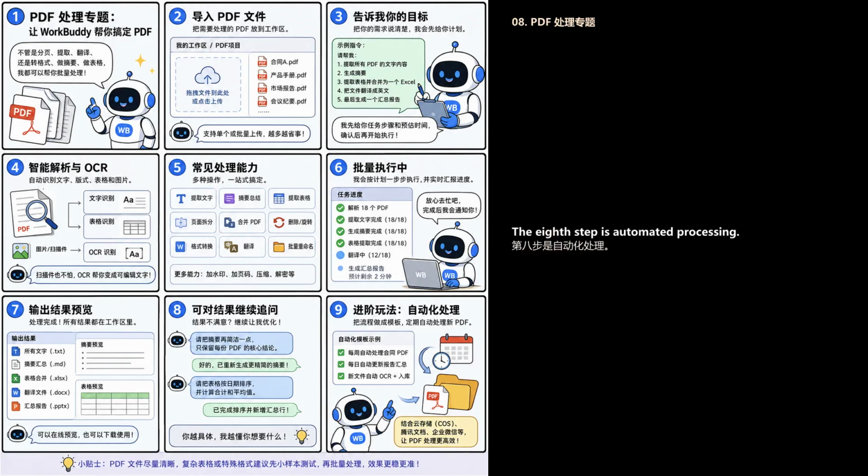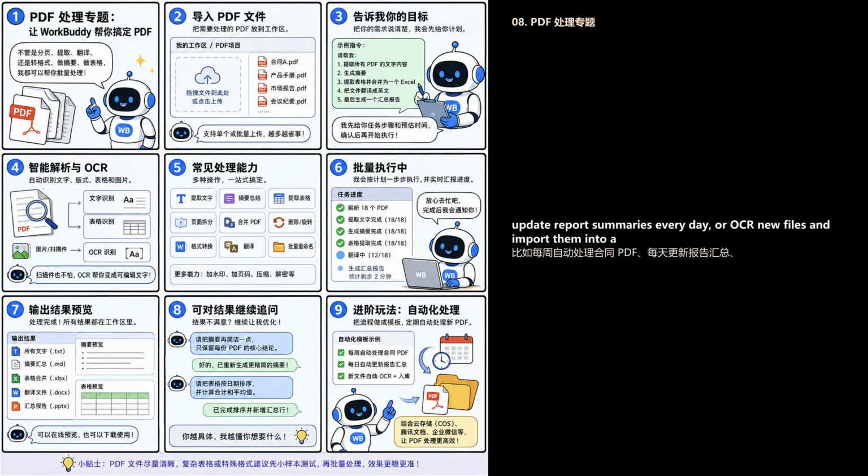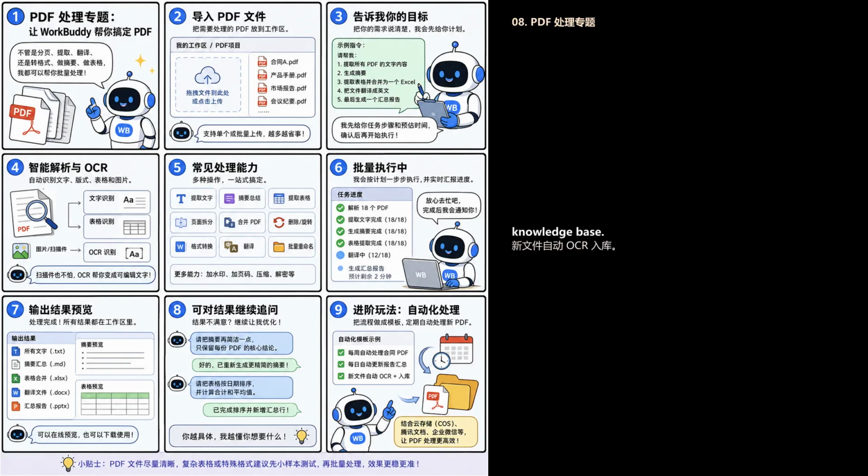The eighth step is automated processing. For example, automatically process contract PDFs every week, update report summaries every day, or OCR new files and import them into a knowledge base. Automation is suitable for repeated, low-risk, stable workflows. High-risk files must keep human review.